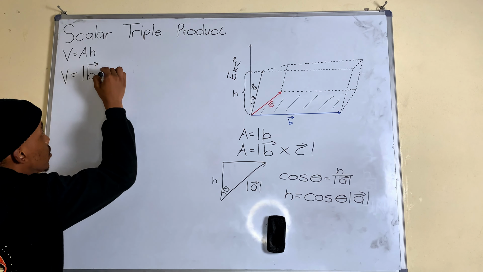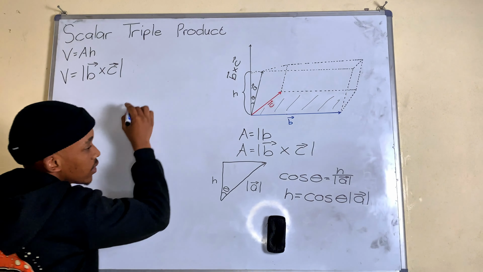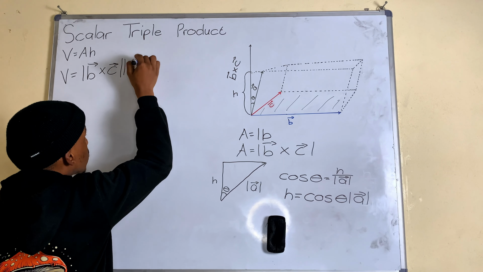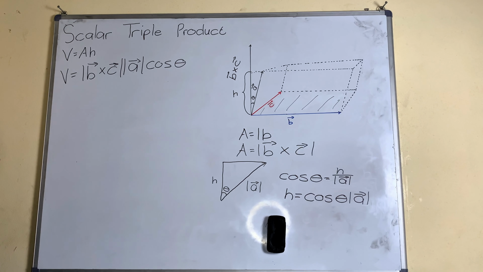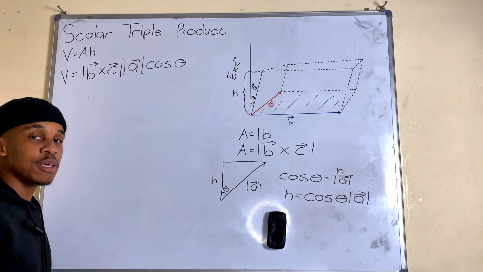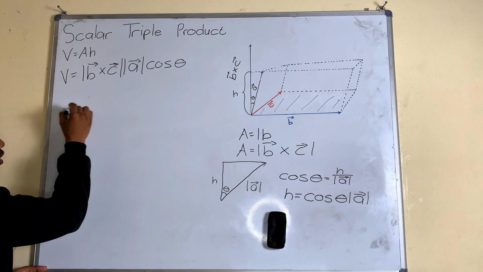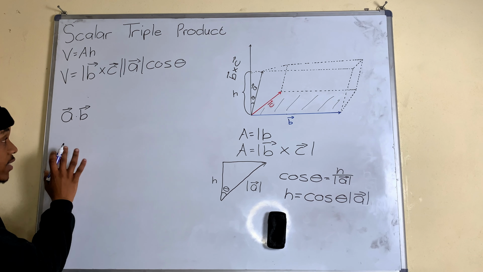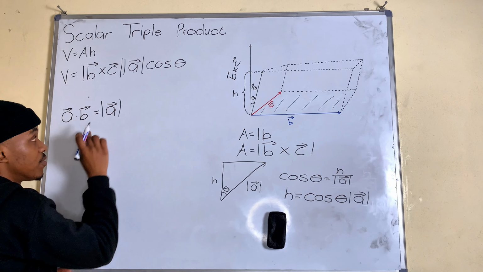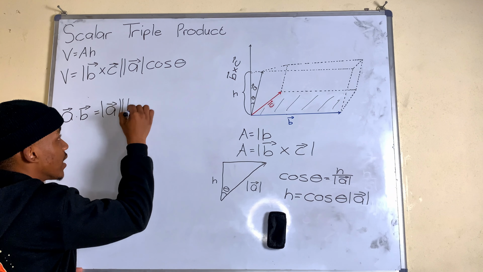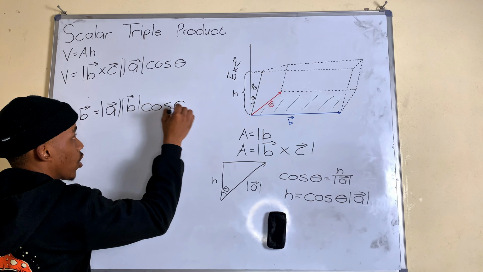So the area is the magnitude of the cross product of vector B and C multiplied by the magnitude of A multiplied by cos of theta, which is the angle between the vectors. In the previous video, we realized that the dot product of two vectors, which in this case is vector A and vector B, is equal to the magnitude of the first vector multiplied by the magnitude of the second vector multiplied by cos theta.